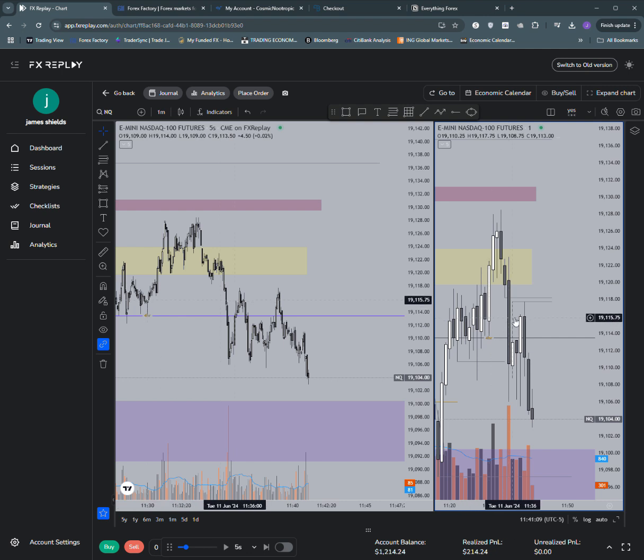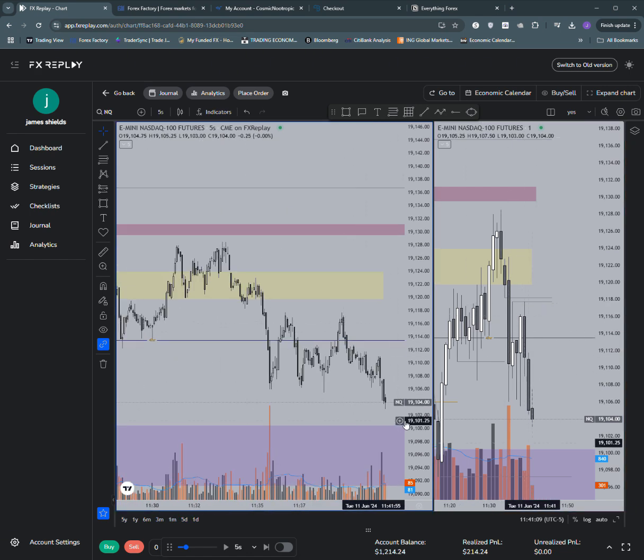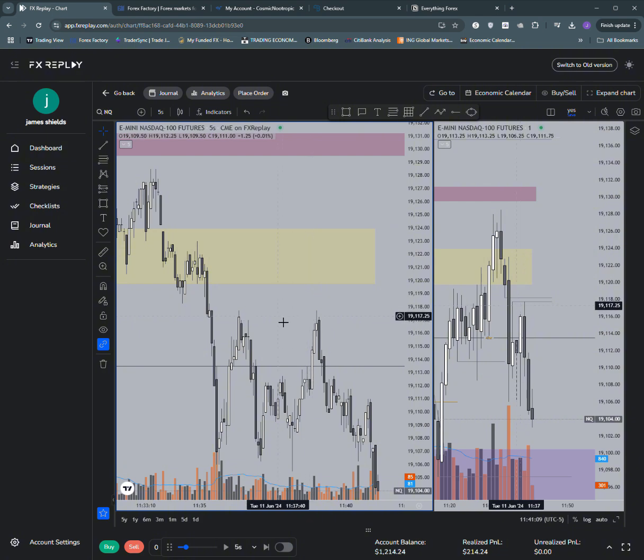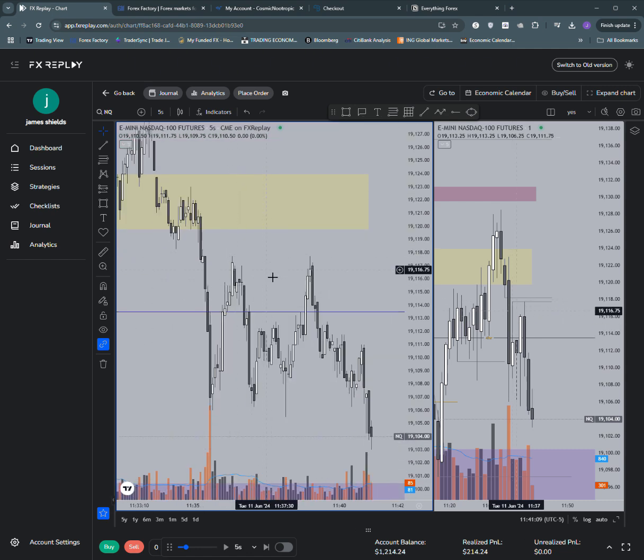$19,117.75, 19,114. So it runs a few ticks into this fair value gap. Interesting. Also, look at these gaps on the 5-second. We can see price wanting to go up here.